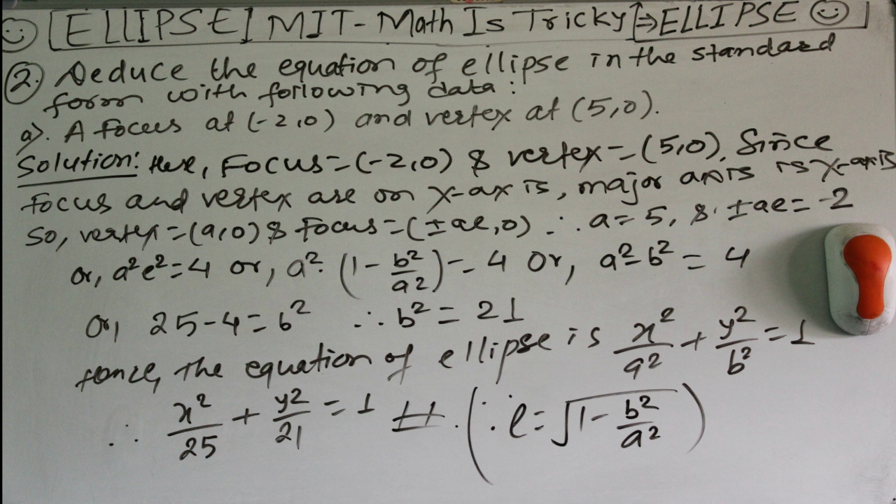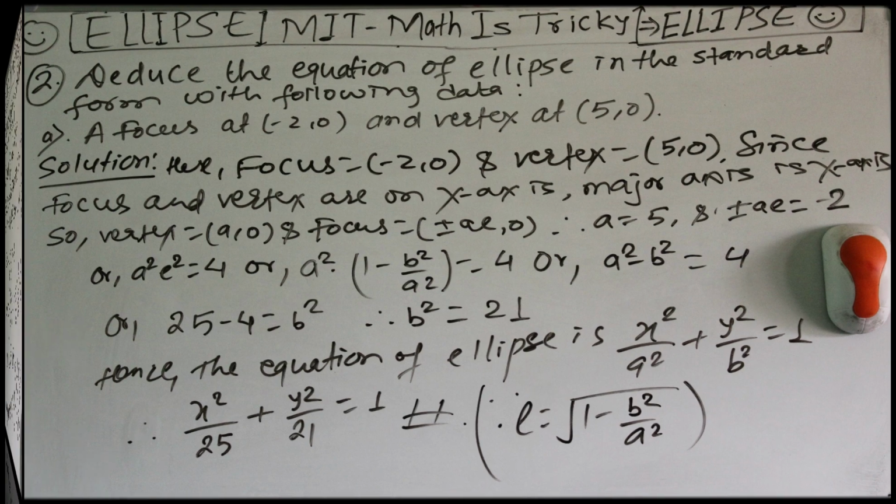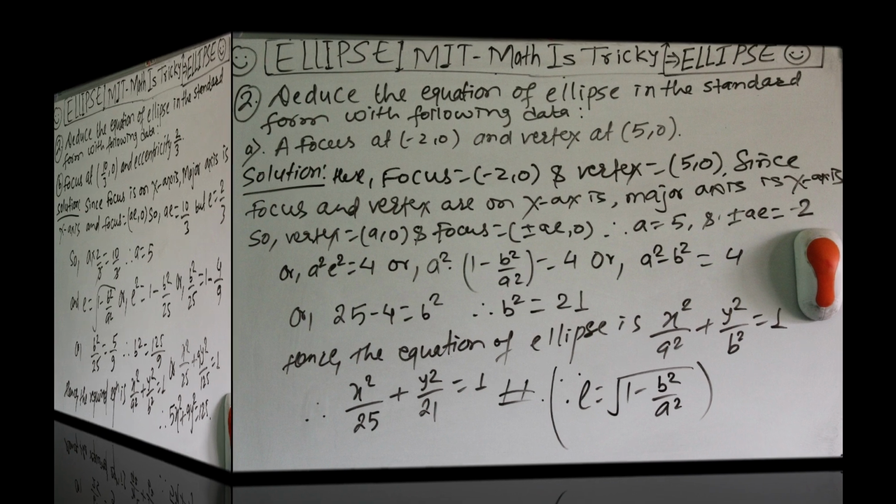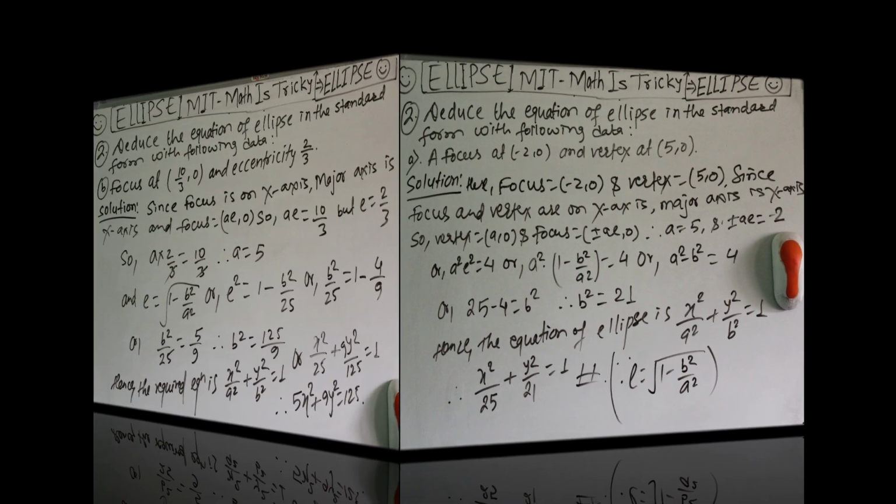Hence the required equation of the ellipse is x square by a square plus y square by b square equals 1, that is x square by 25 plus y square by 21 equals 1. So we have used eccentricity as square root of 1 minus b square by a square. This is the solution for 2a. Now we'll move to 2b.